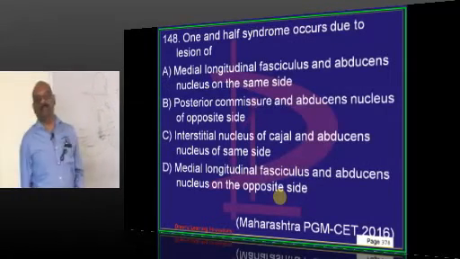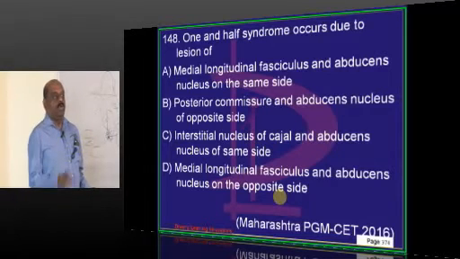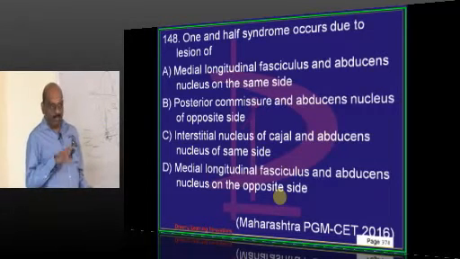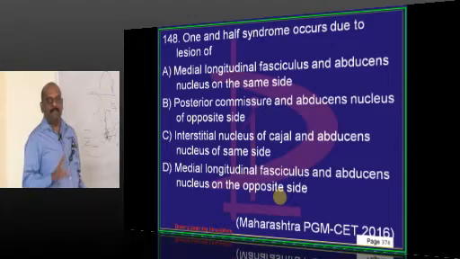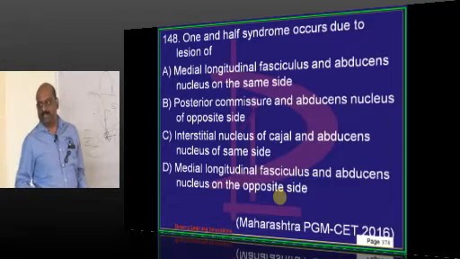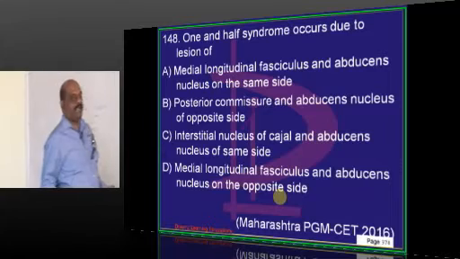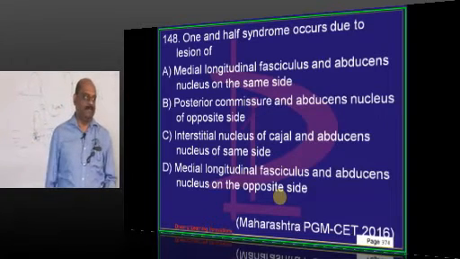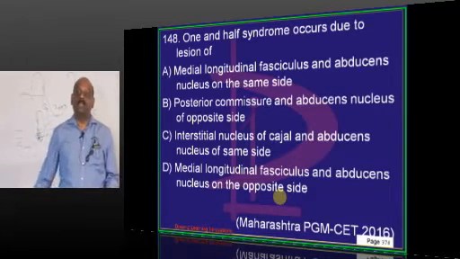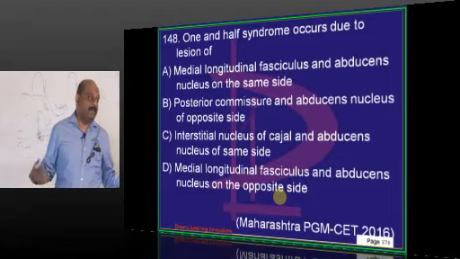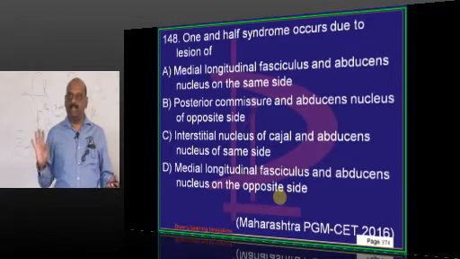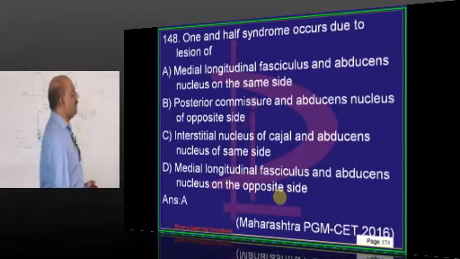What is 1.5 syndrome? You call it internuclear ophthalmoplegia only if the MLF alone is affected, medial longitudinal fasciculus. Along with MLF, if the abducens also got affected, you call it 1.5 syndrome. Okay, so what is MLF, what is internuclear ophthalmoplegia, everything is there in your anatomy2medicine.com video library.